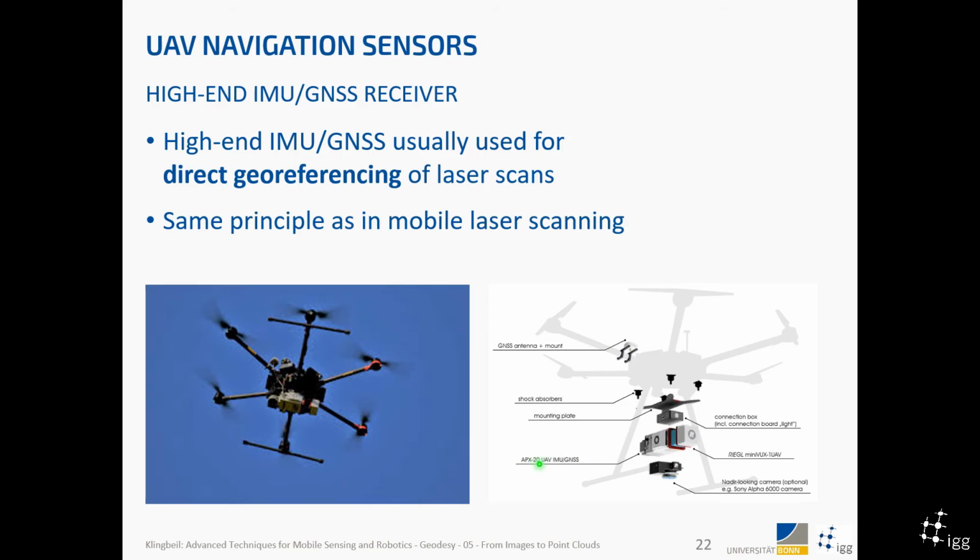In this case, it's an iPX20 from Applanix to georeference the laser scan. So this here is the same principle as we talked about already a few times in the case of mobile laser scanning. It's just that the vehicle now is a UAV and not a car, right? So this is the same thing, and this is then what we call direct georeferencing. The pose is directly used to globally orient the scans.